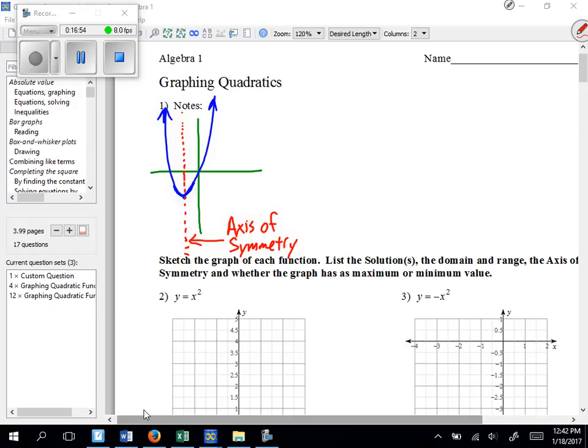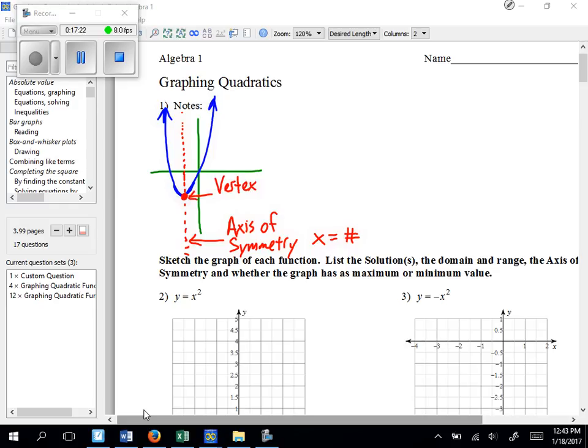The axis of symmetry is just a line that cuts your graph exactly in half. So one side is going to mirror the other side. That axis of symmetry is always going to be an equation x equals some number. Because you know when you graph a vertical line, the equation always starts x equals something. So axis of symmetry is always x equals something. The next point is going to be this guy right here. This is what we're going to call our vertex.